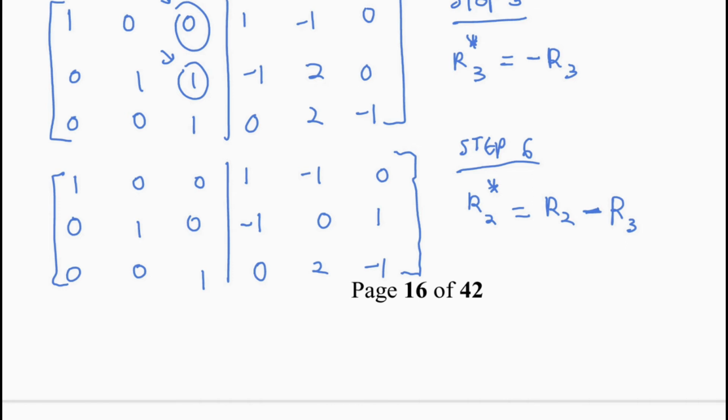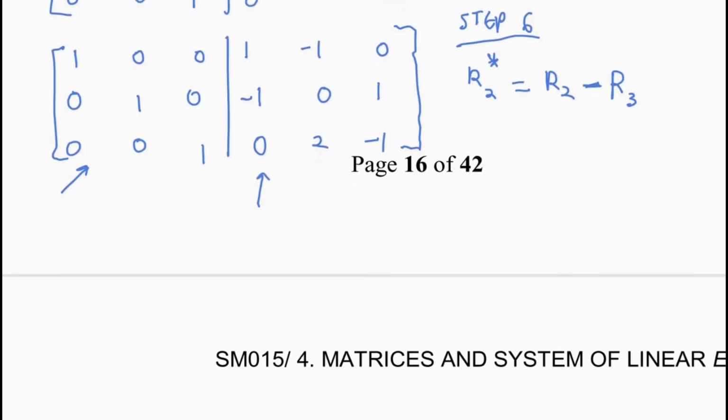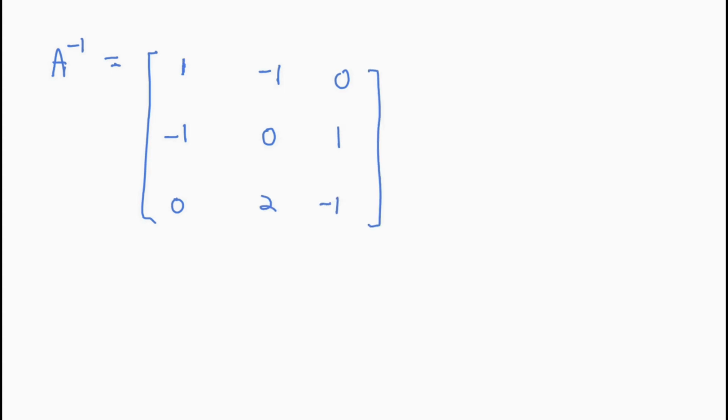Then you have obtained the identity matrix here. So automatically the matrix here is the inverse of A. For the conclusion, you need to write A inverse is equal to 1, negative 1, 0, negative 1, 0, 1, and 0, 2, negative 1. Understand?